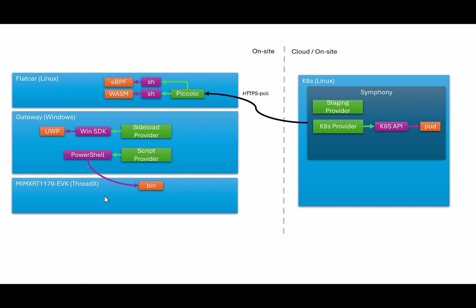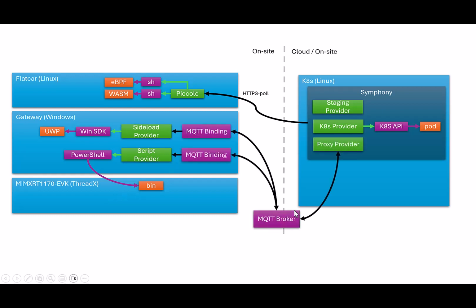And the way these providers communicate with the control plane is either through HTTP or MQTT. In this case, I'm going to use an MQTT broker. So in this case, the Symphony control plane will use a proxy provider that will communicate the desired state and the current state through the MQTT broker with the providers.